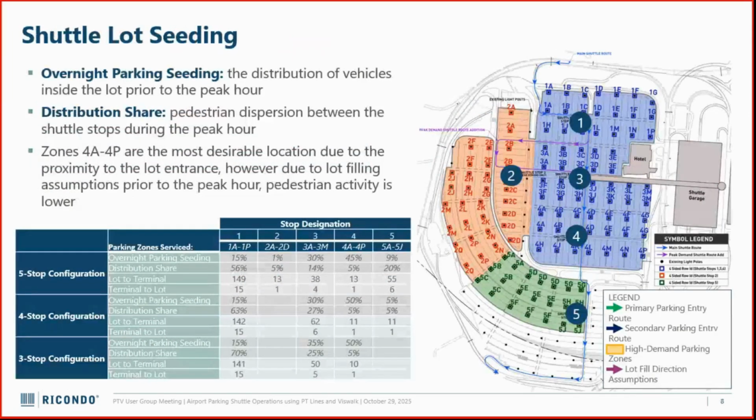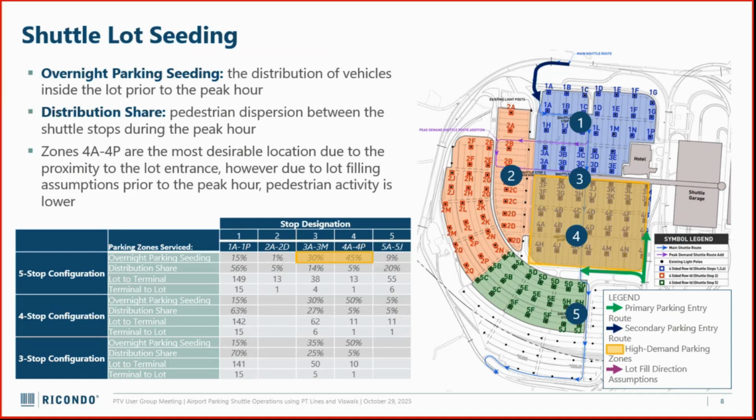As for how we seated the actual pedestrians into the network, we assumed that the primary parking entry occurred on the east side of the parking lot, which allowed us to determine that the portion of the parking facility that had the highest number of vehicles prior to the peak hour was in zones 4A through 4P, as well as southern portions of zone 3. And this went into our overnight parking seating.